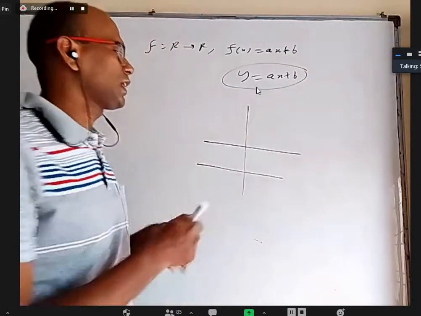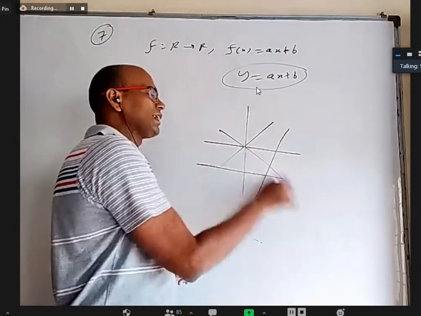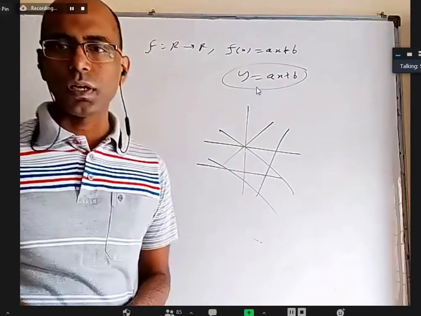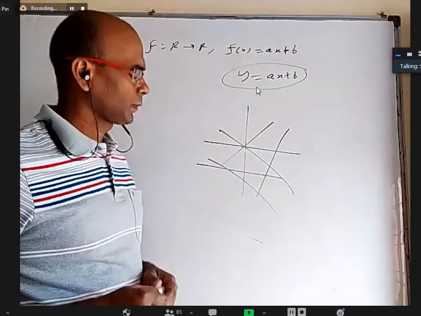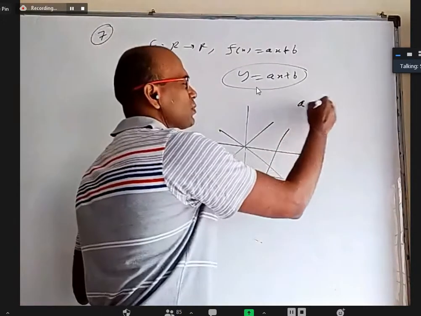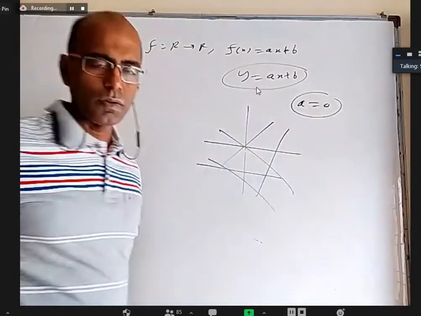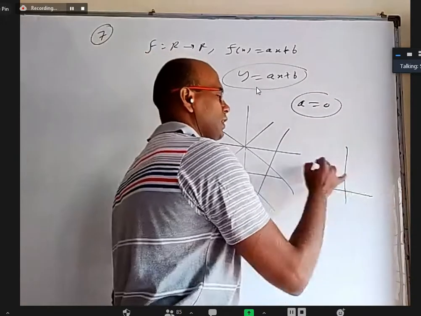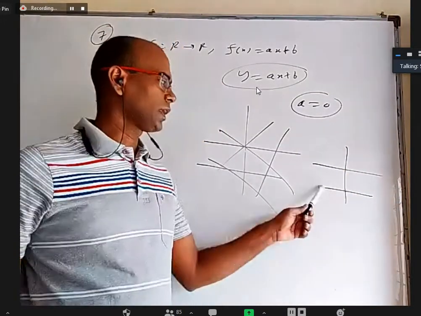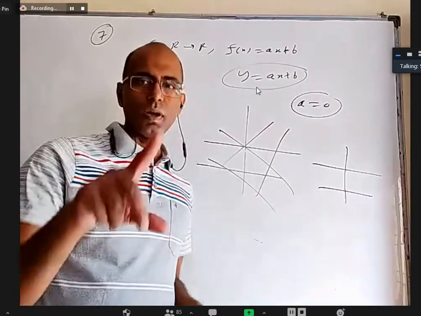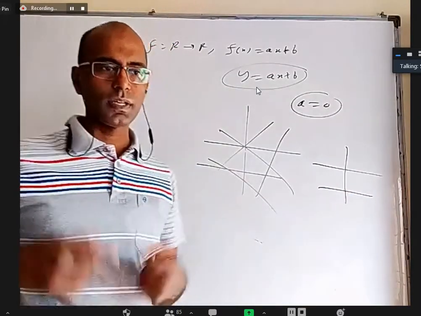Other than a horizontal line, any other slant line at any inclination is both one-one and onto, because one-one is anyway correct. Only when A is 0 and you take B as whatever you want, it is a horizontal line. It is neither one-one nor onto, because many numbers have the same image and only one image is covered; the other images are not covered. It is neither one-one nor onto.